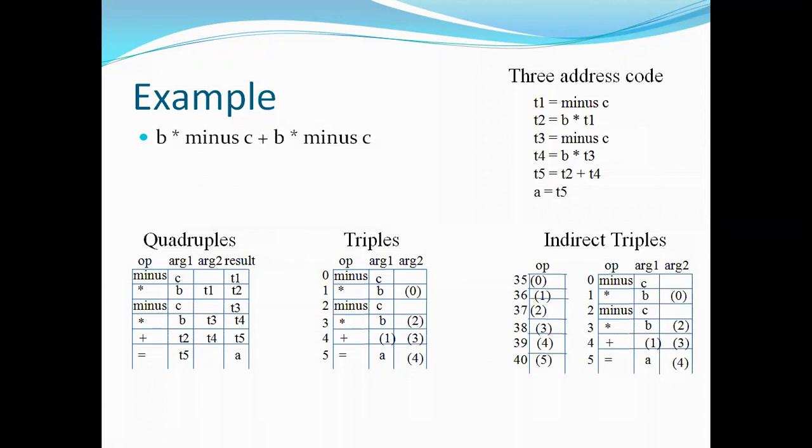How many fields does the quadruple data structure consist of? Only 4 fields: operator, argument 1, argument 2 and result. Right? After taking the input as an expression and writing the translation statements like this in three address code format, it is very easy to write the table representations for the quadruple, triple or indirect triple. Once you write the quadruple from the three address code statements, from the quadruple table we represent the triples, and then from the triple we represent the indirect triple. Is it clear now? Now what is the second data structure?